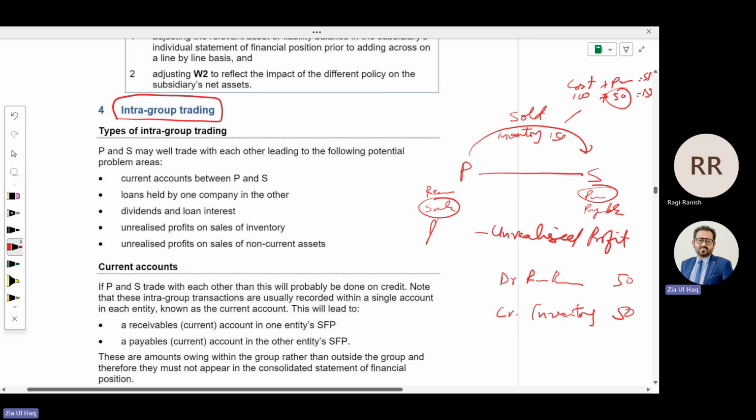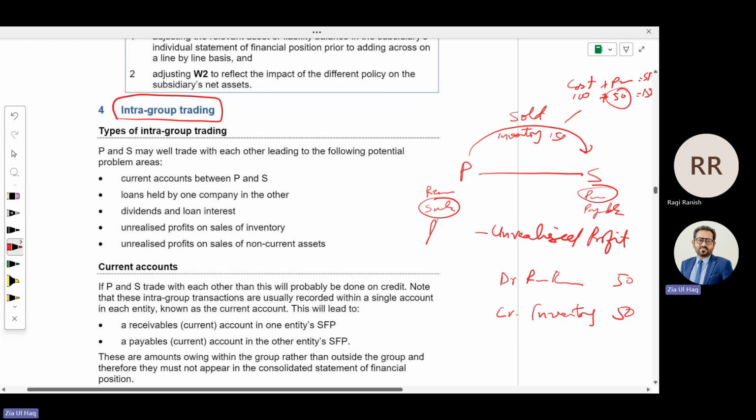So if there are intergroup transactions between parent and subsidiary, first we need to eliminate receivables and payables relating to that, simply deducting from consolidated receivables and consolidated payables. When we are adding the receivables of both, we'll deduct these amounts. And in case of intergroup transactions, the unrealized profit part we need to eliminate from consolidation, from inventory and parent's retained earnings.